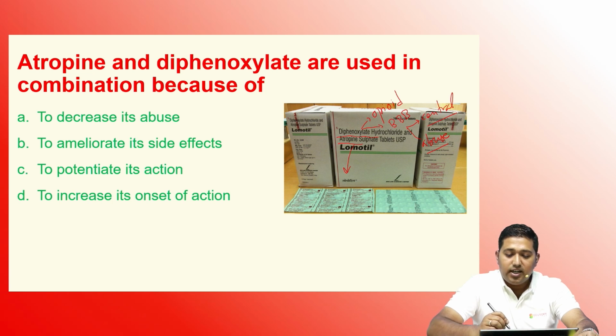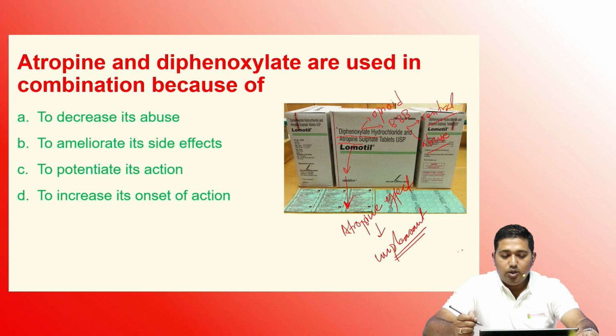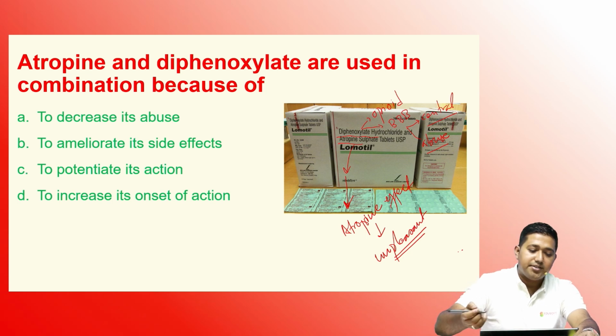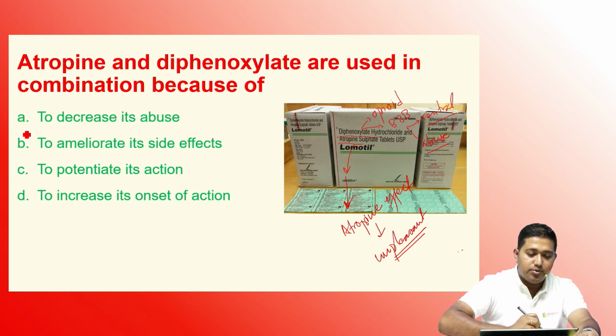Whenever there is a high dose of atropine that the patient is taking, it is going to land up with the atropine effects, and these atropine effects will be unpleasant. Whenever the effects are unpleasant, in that scenario, the person will not take multiple tablets of diphenoxylate. So that's why our answer here would be to decrease its abuse potential.